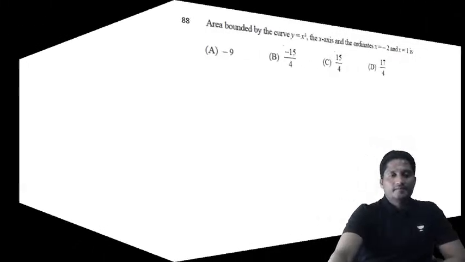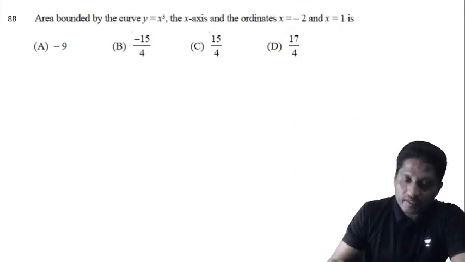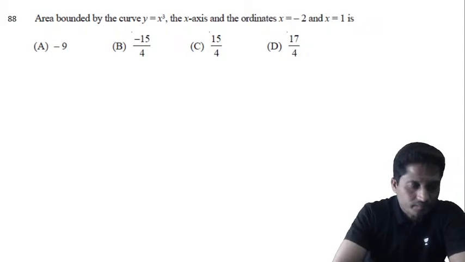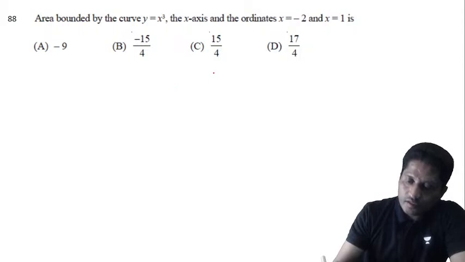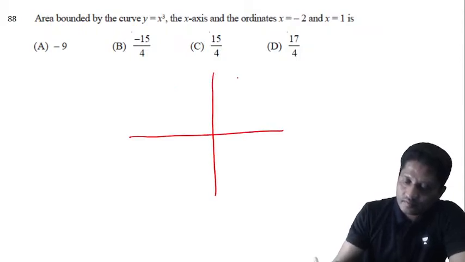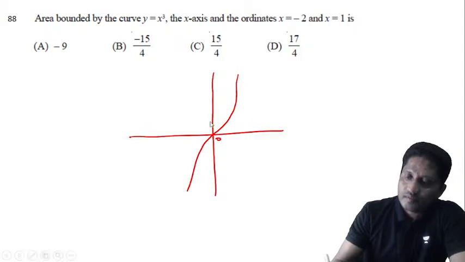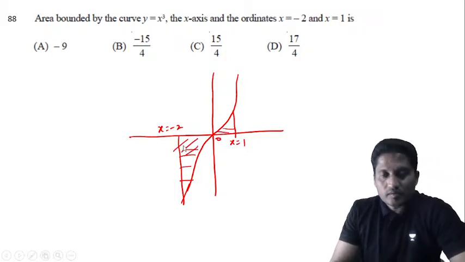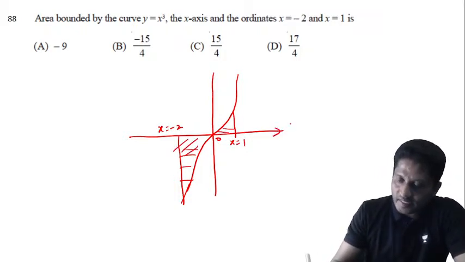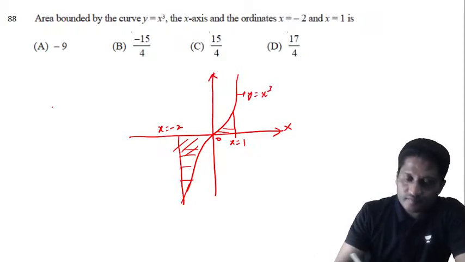Question number 88. See, y equal to x cube is a cubic function, right? Y is equal to x cube is a cubic function. X is equal to minus 2 and x is equal to 1. This area I should find out. Right, now it is not symmetric, right? Area above the x-axis will be positive, area below the x-axis will be negative.